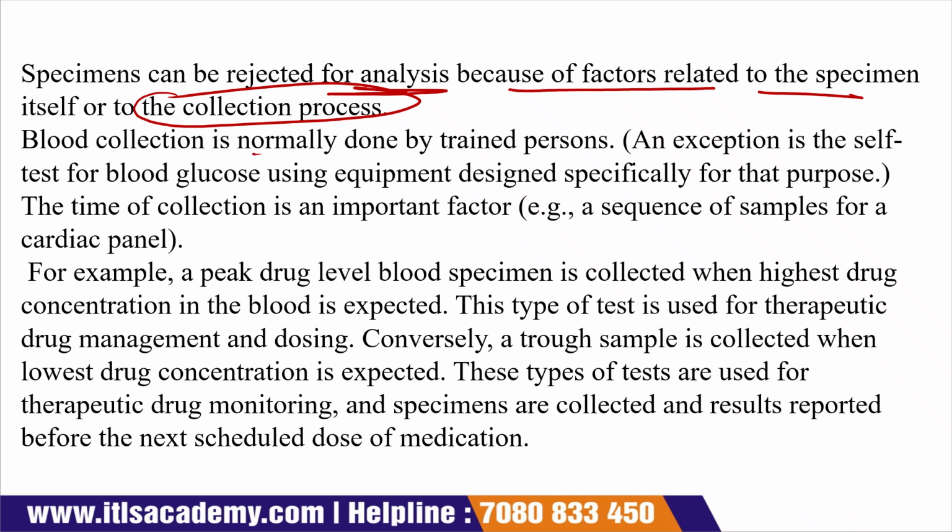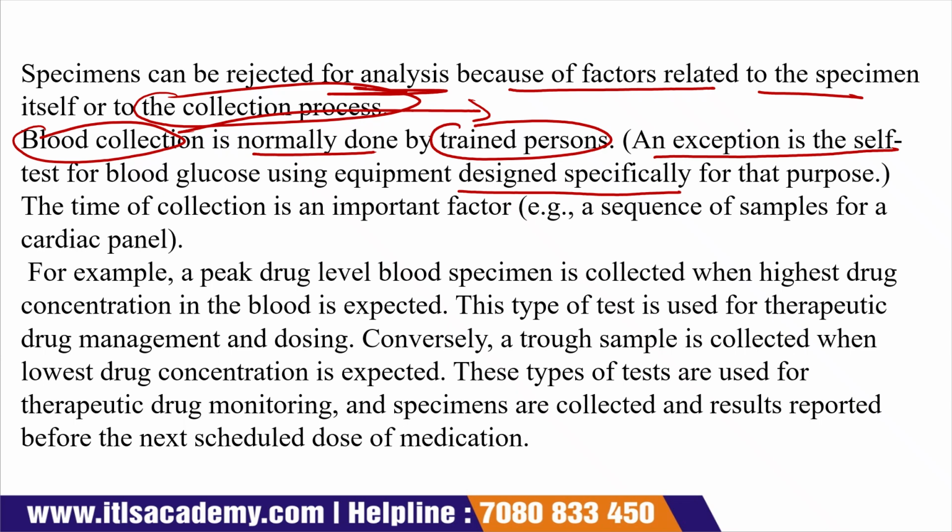Blood collection is normally done by a trained person. This blood collection is very important and is only done by a trained person. An exception is the self-test for glucose using equipment designed especially for that purpose. For testing the blood glucose level, a trained person is not required, because there is equipment specially designed for performing that function. It can be performed by the patient or some other person, but for proper blood collection, a trained person is required. The time of the collection is an important factor.